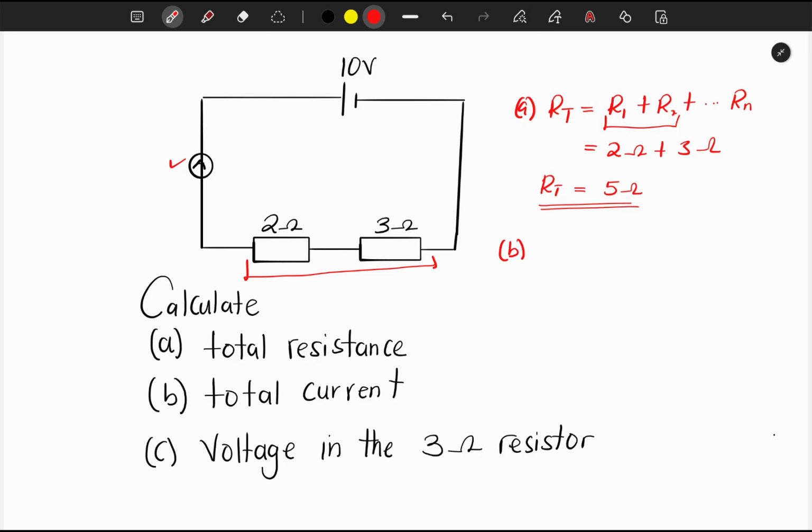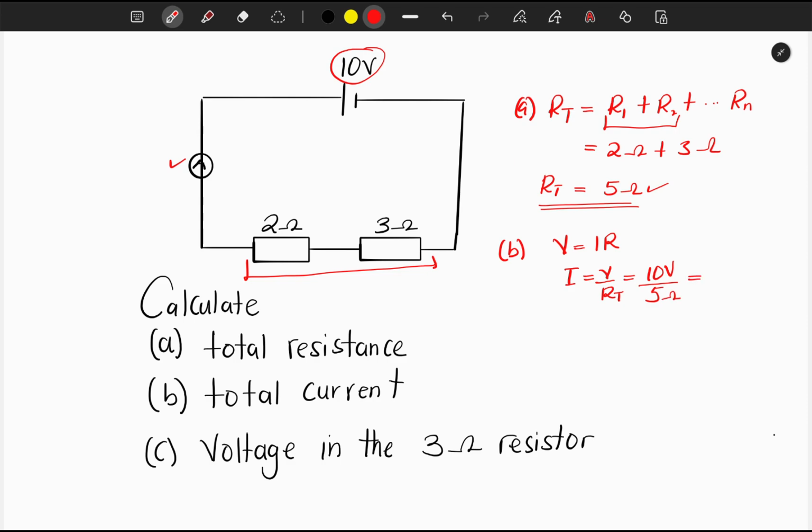Recall from Ohm's law that the voltage is equal to the product of the current and the resistance. Now looking for the current, if we make it the subject of the formula, we get voltage over resistance. The voltage given here is actually 10 volts, so we put 10 volts there. And we are dividing by resistance. Let me indicate this as RT so that we know which one we are getting. We are going to get this one in A, so we put 5 ohms there.